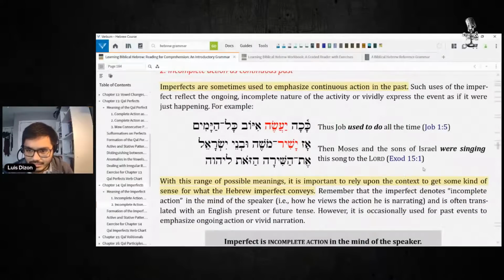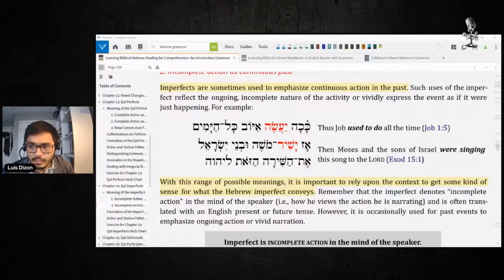And then another one, Exodus 15:1, az yashir Moshe uvnei Yisrael et hashira hazot laAdonai. Then Moses and the sons of Israel were singing this song to the Lord. So yashir is the imperfect form of shir, to sing. And once again, even though it is imperfect, we translate it as a past action here because the context demands that we do so.